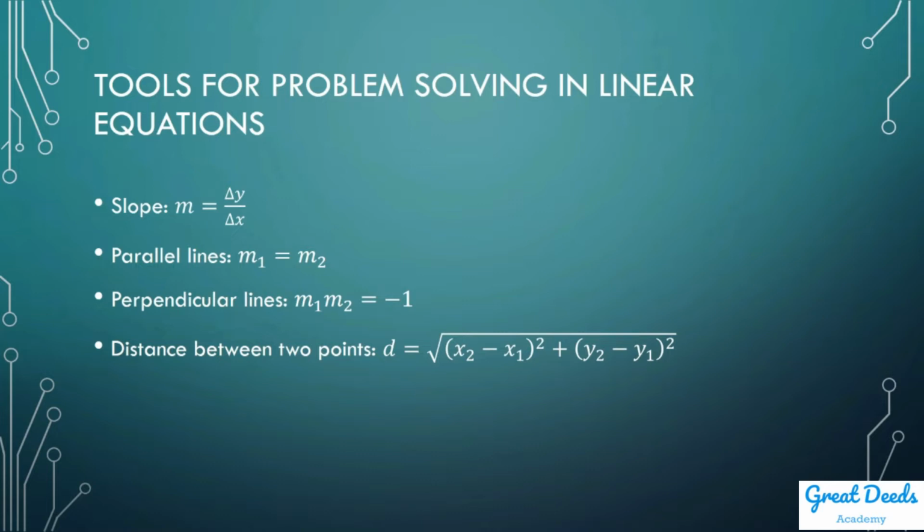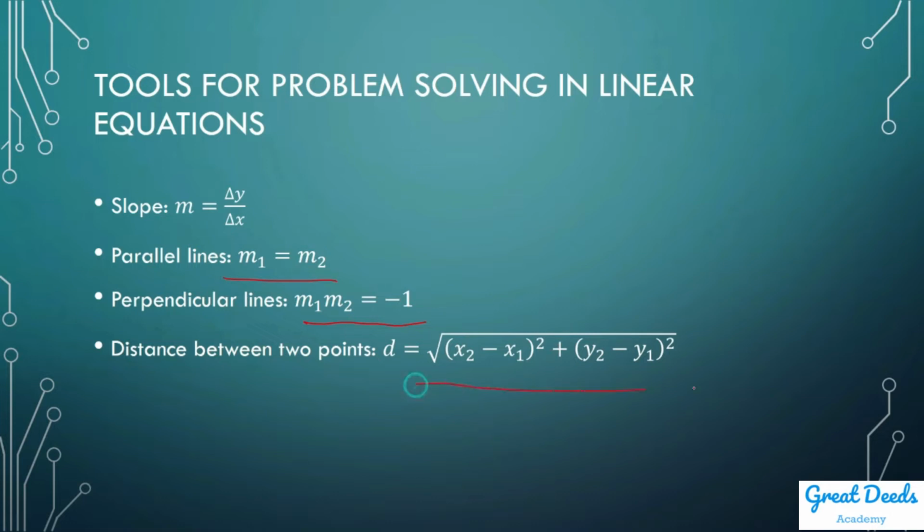So far, the tools that we had spoken about that are pertinent to lines and the rectangular coordinate system are slope, which is change in y over change in x. Parallel lines: two lines are parallel when their slopes are equal. Perpendicular lines: two lines are perpendicular when the product of their slopes is equal to -1.